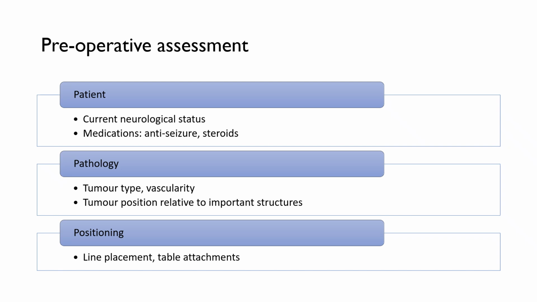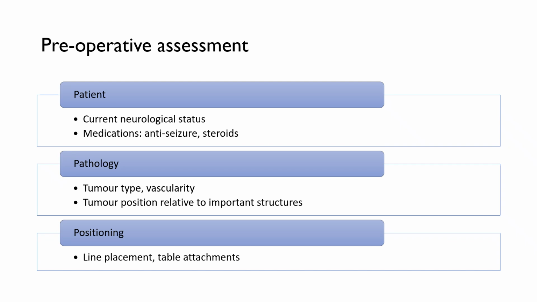It's worth reviewing the imaging and briefing with the surgeon about the likely tumour type, its vascularity and its position, in particular its position relevant to important structures like dural venous sinuses. This will influence chance of complications like significant blood loss, VAE and possible neurological deficits.